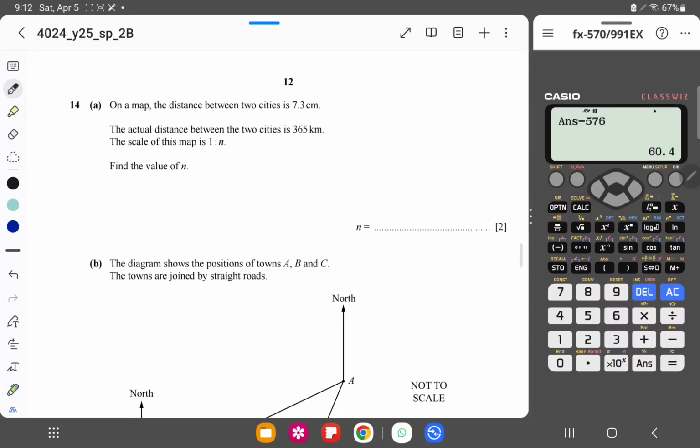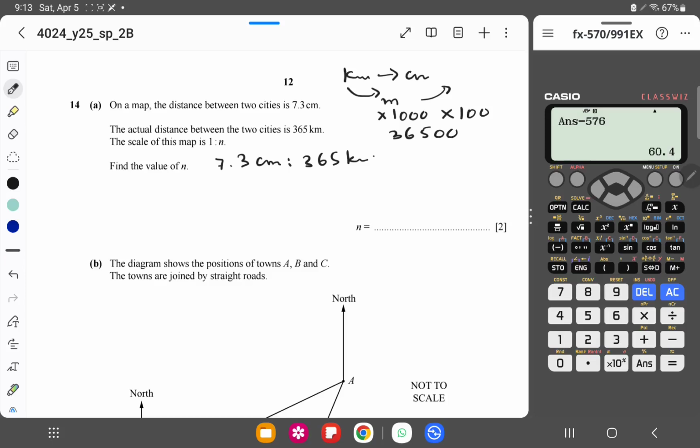Okay, come to the next question, question number 14. On a map, the distance between the two cities is 7.3 centimeters. The actual distance between the cities is 365 kilometers. It means that 7.3 centimeters is to 365 kilometers, the actual one. So we need to convert kilometers to centimeters. First of all, kilometers to meters multiply by 1000, and meters to centimeters multiply by 100.